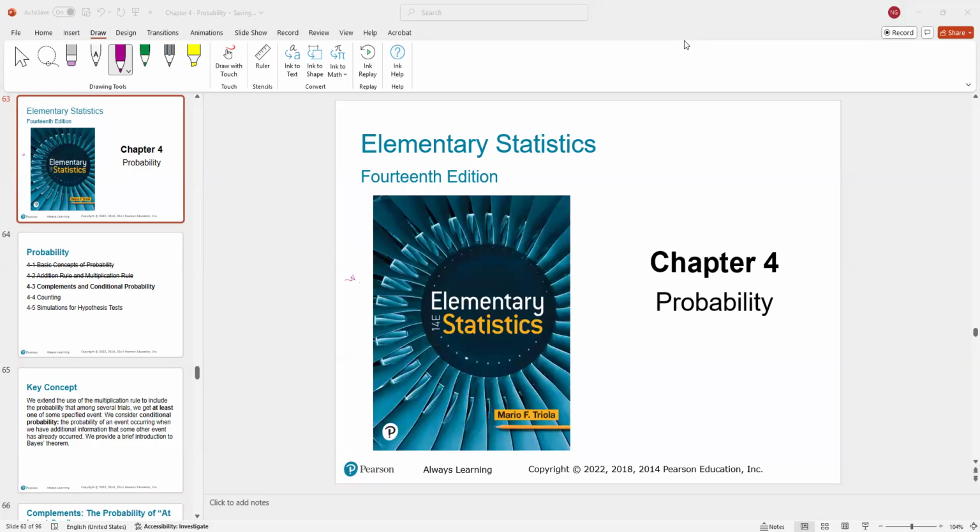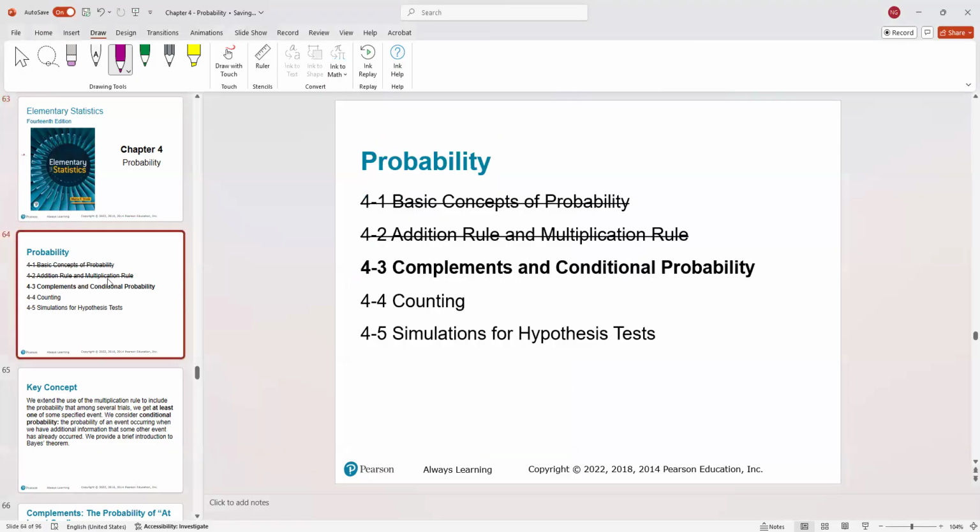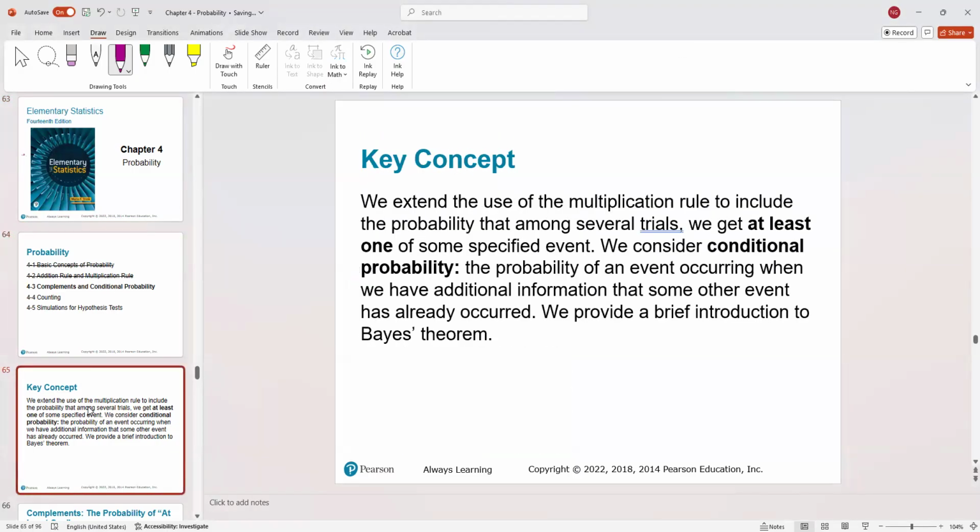But in this one, we're going to compute the probability of at least one occurrence of an event A. We're going to apply the multiplication rule by computing the probability of some event, given that some other event has already happened. As key concepts, in part one of this section, we extend the use of the multiplication rule to include the probability that among several trials, we get at least one of some specified event.